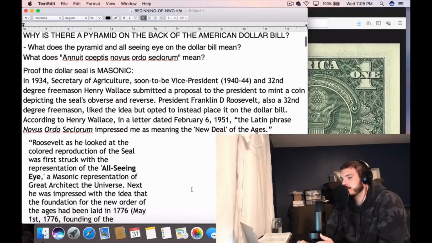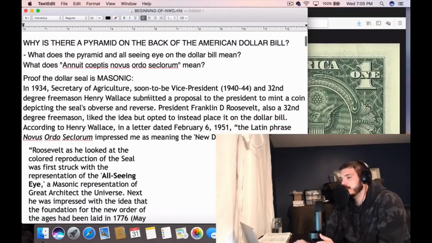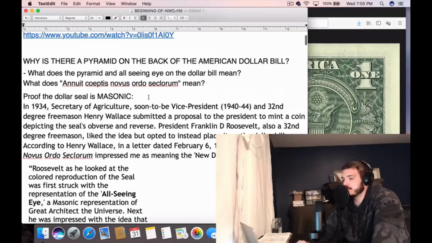Well, proof the dollar seal is Masonic. What does that mean? Masonic, as in the Freemasons, okay? If you haven't heard about what the Freemasons are, I'll explain to you in a second. But first, I want to prove that there's a Masonic connection to the seal on the back of the dollar bill. It was put there by Freemasons, okay? So let's look at the history of it.